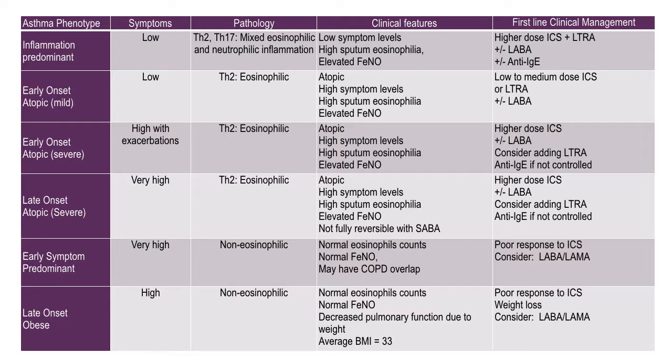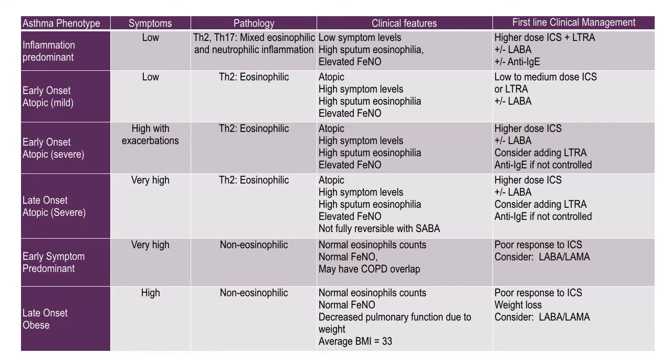And they tend to respond very poorly to traditional treatment with inhaled corticosteroids because inhaled corticosteroids actually target that Th2 pathway, that allergic pathway. And if you don't have allergic disease, targeting that pathway isn't actually going to bring any relief in symptoms. So these two groups, late onset obese and early symptom predominant groups, are going to be at risk for overtreating with inhaled corticosteroids and traditional asthma medications with very poor response.